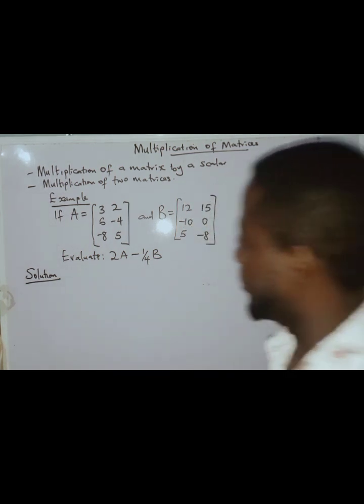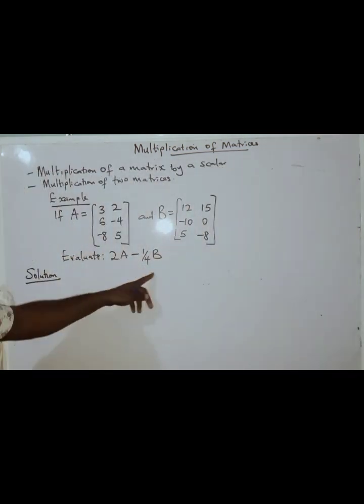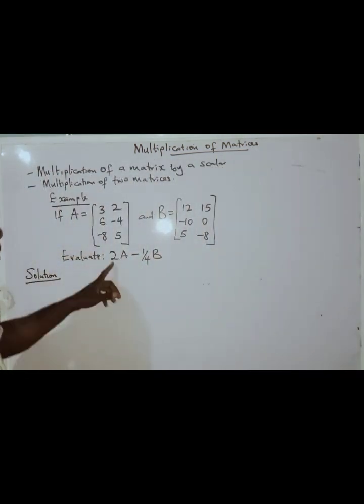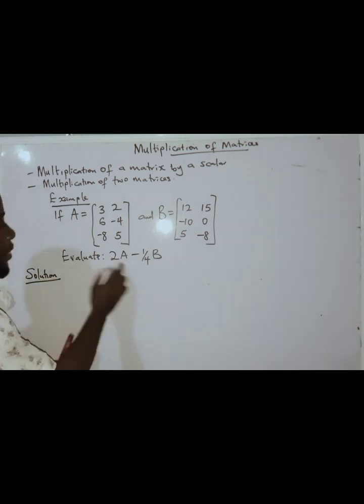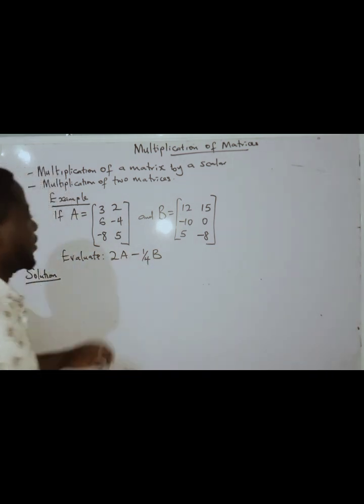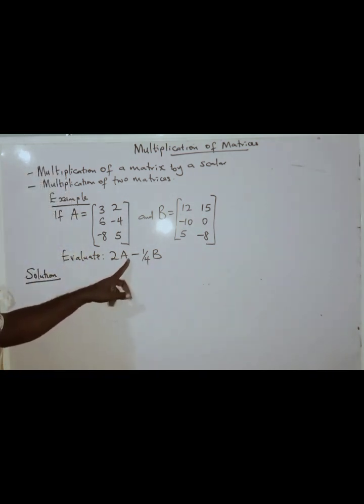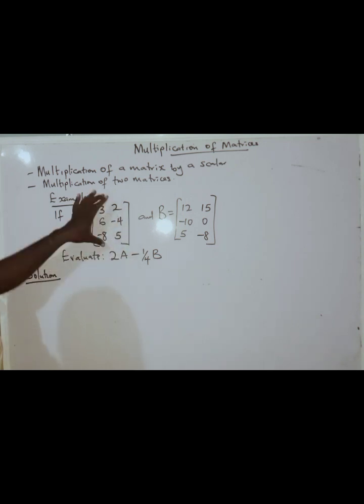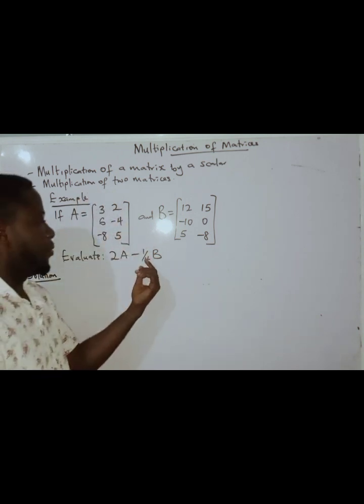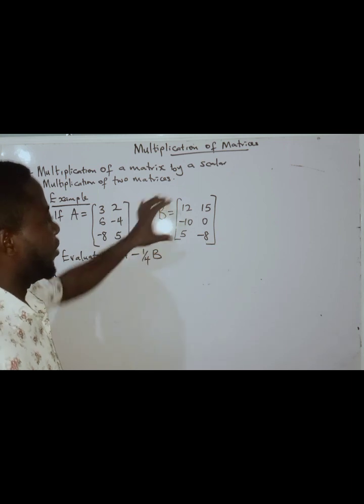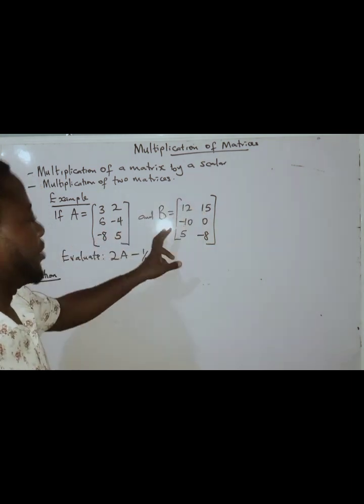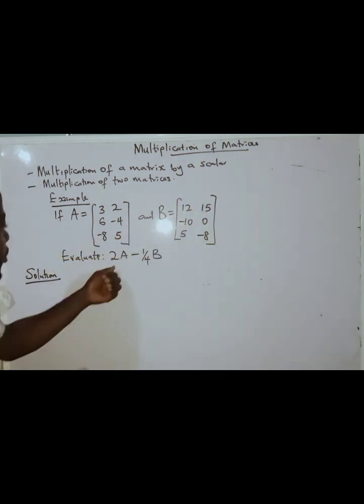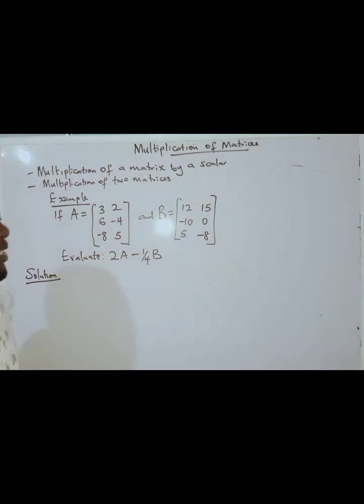You will understand better now. Let's look at this question. Evaluate 2A minus 1 over 4B. In that case, this 2 is a scalar. This 1 over 4 is also a scalar. So we are going to use the 2 to multiply all the elements in matrix A, and we are going to use 1 over 4 to multiply all the elements in matrix B. Alright, so let's start. The first thing I'm going to do is to solve for 2A.